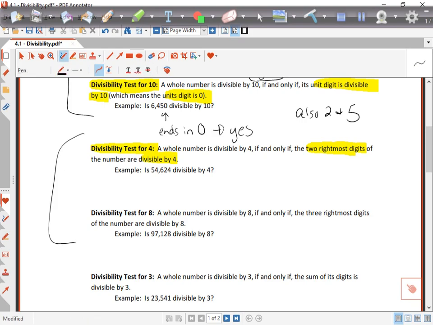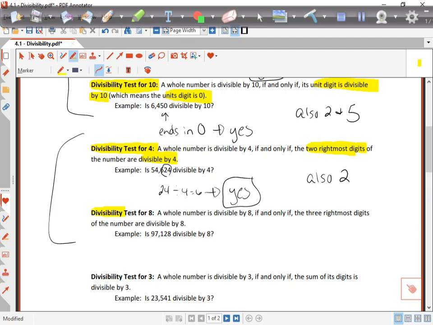So in this one, I will be looking at 24. And 24 is divisible by 4. It's 6. So then we say, yes, the whole number is divisible by 4. Again, we can look at the other rules we've talked about. It's an even, so it's also divisible by 2. It's not divisible by 5 because it doesn't end in 0, 5. And it's not divisible by 10 because it doesn't end in 0.